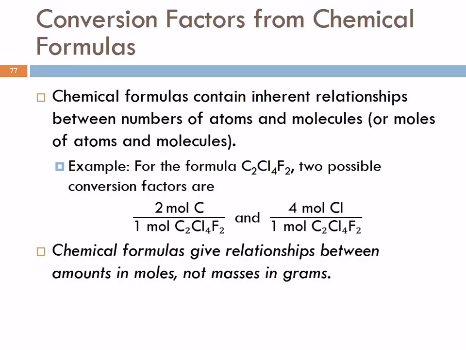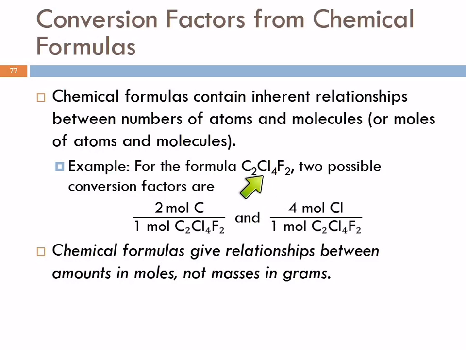So we can use mass percent as a conversion factor. We can also get conversion factors directly from the chemical formulas. They have these inherent relationships between numbers of atoms and molecules. So this Freon, C2Cl4F2. The formula tells that there's 2 moles of carbon. There's 2 moles of carbon for 1 mole of the entire compound.